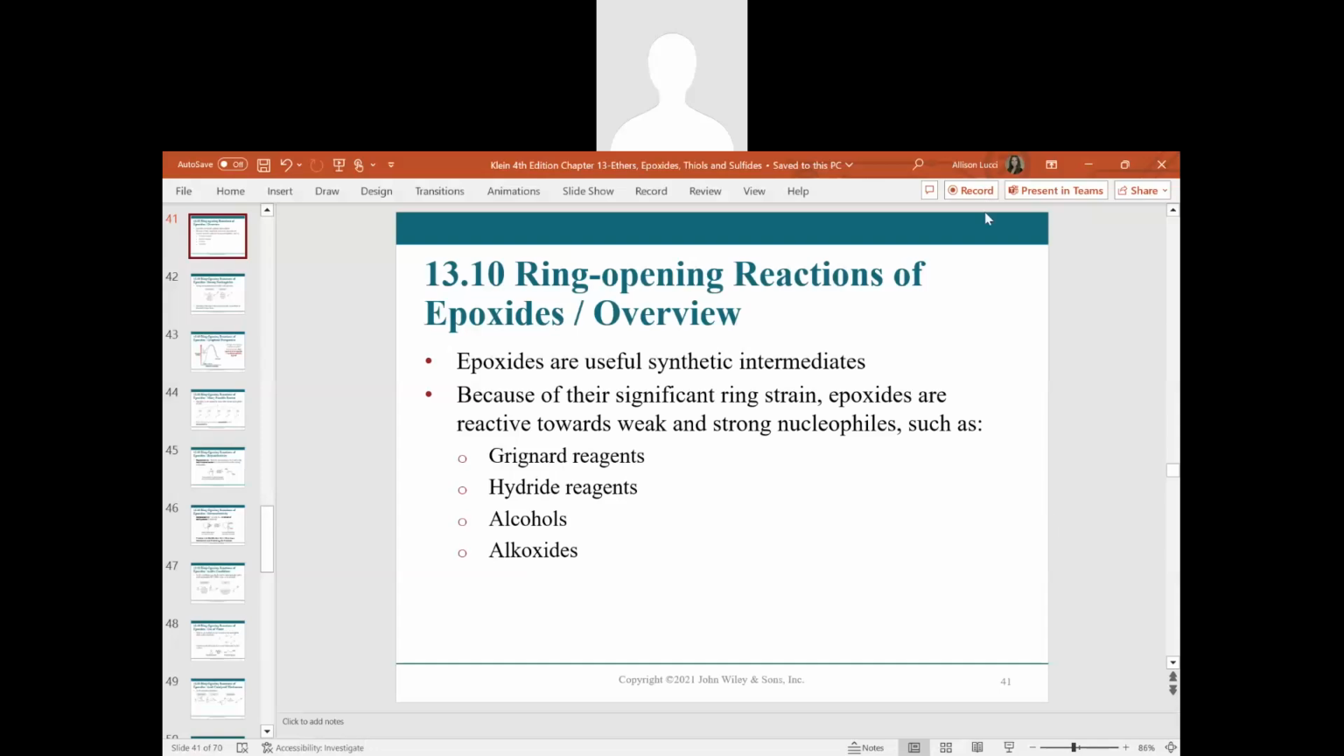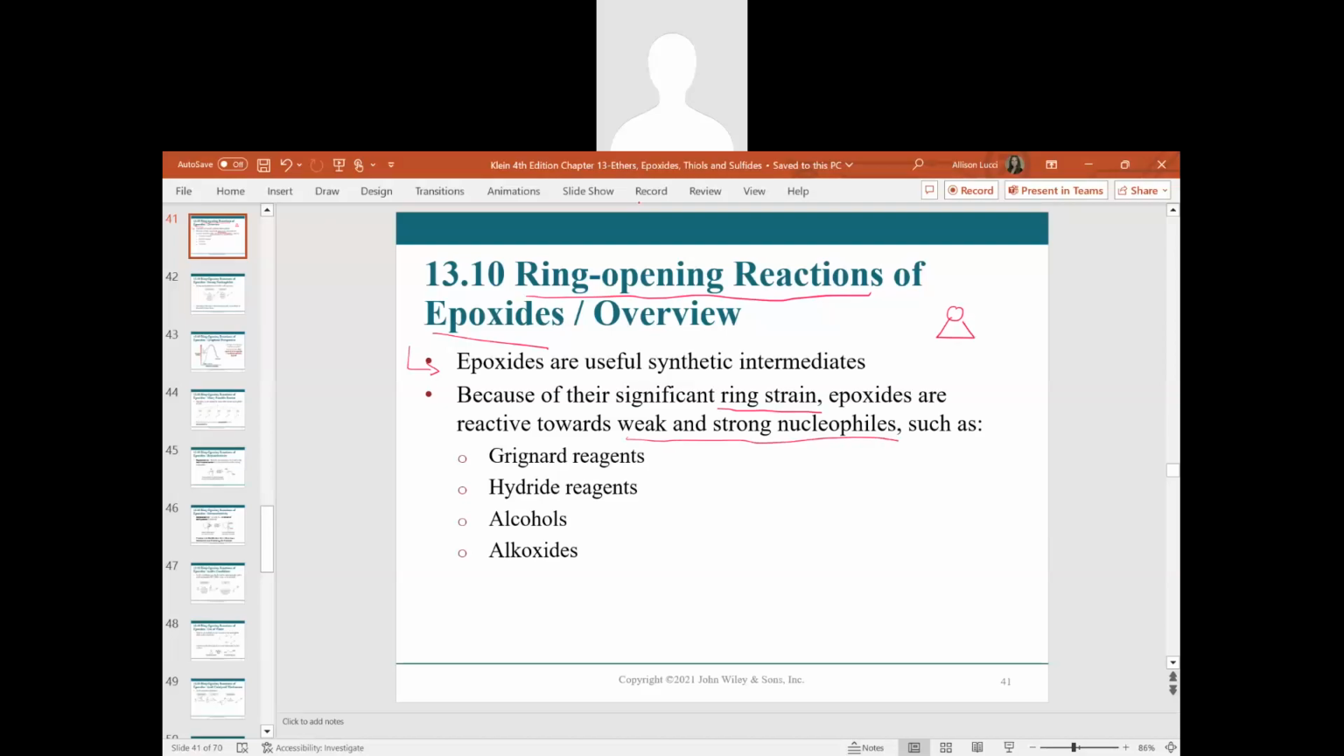In section 10 from chapter 13, we're going to look at some of the ring opening reactions that we can use epoxides to generate. So we note here that epoxides can be useful synthetic intermediates due to their significant ring strain, right? We know that we have a three-membered ring, so we have that ring strain that can facilitate some reactions that we normally wouldn't see with both weak and strong nucleophiles.